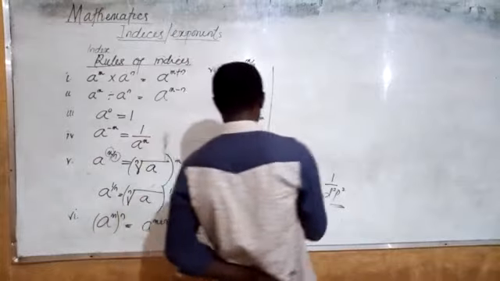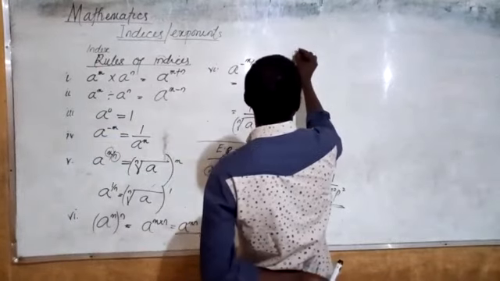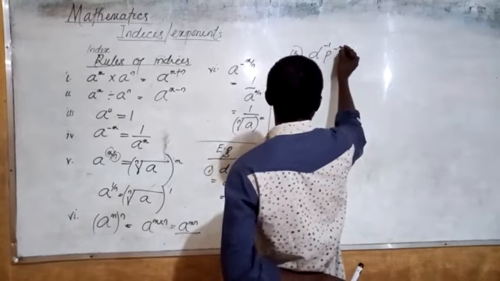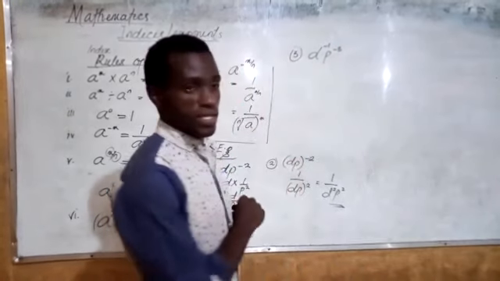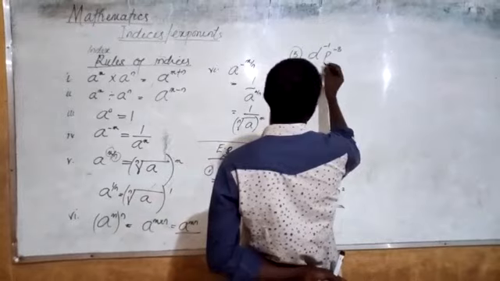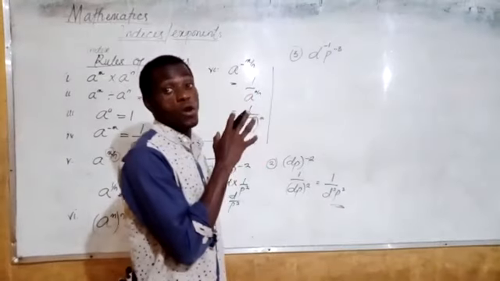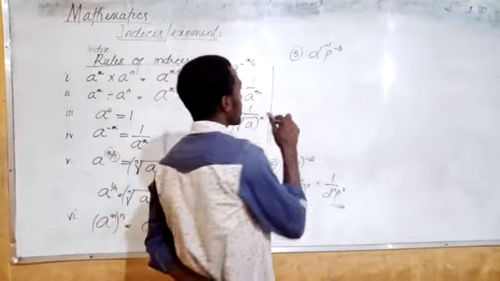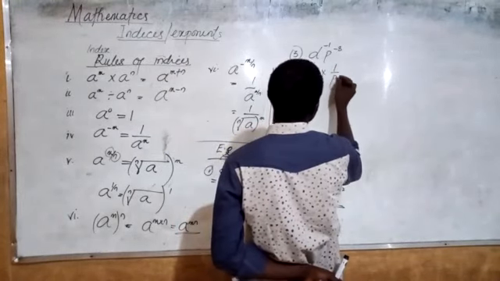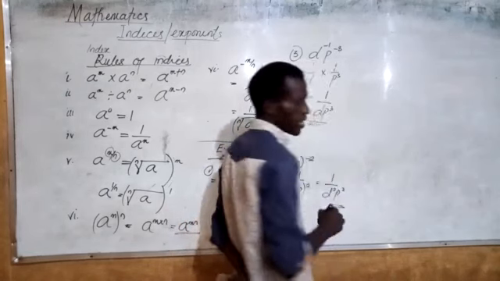So what if I have a question like this? d raised to the power minus 1, p raised to the power minus 3. What if I have something like this? Alright? So basically, it's saying the same thing. But what I'm going to do is try and interpret now. When questions in indices look clumsy this way, what you do is try and interpret them singly. If I do this singly, I'm going to have 1 over d times 1 over p cubed. So this becomes 1 by 1, we have 1 over d p cubed. Right.